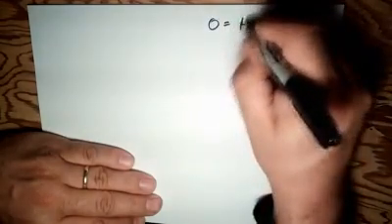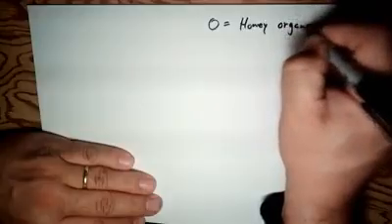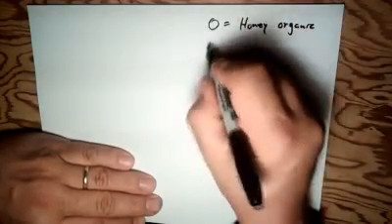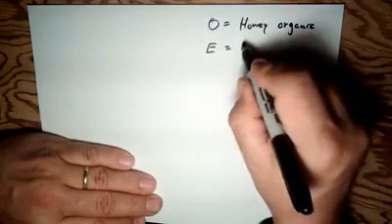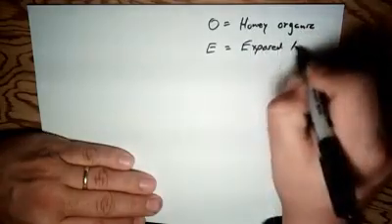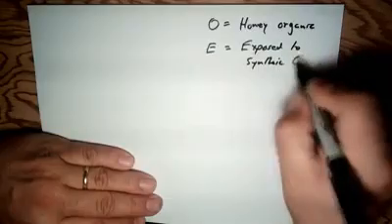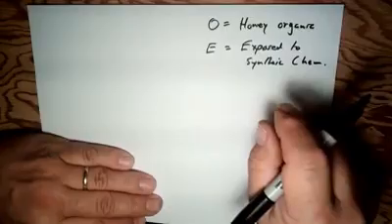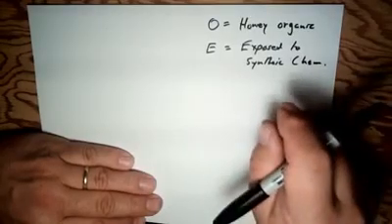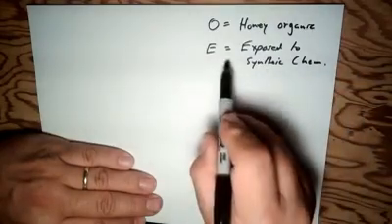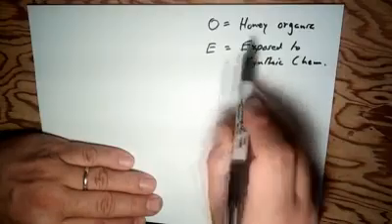Next one, and this is the last one of this video. This is the honey organic example. Okay, so the honey is organic if it has not been exposed. So we've got O for organic, E is exposed to synthetic chemicals, and the production of this honey required synthetic antibiotics. I think that means that E is true. Therefore, it's obvious this honey is not organic.